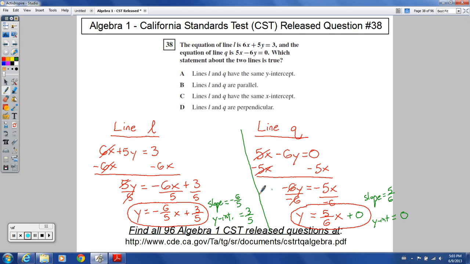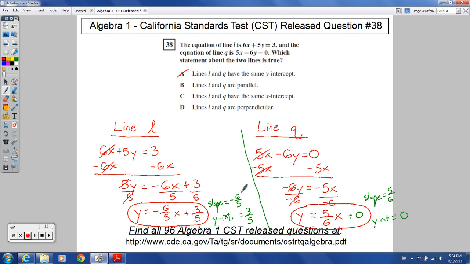And so we compare the y-intercepts. That's easy to compare first. Do they have the same y-intercept? Clearly not. 3/5 and 0 are not the same numbers, so that's the wrong answer. X-intercept, well, maybe that's a little more difficult to figure out in this form, but let's see if they're parallel or perpendicular first. We'll consider this possibility later if need be.